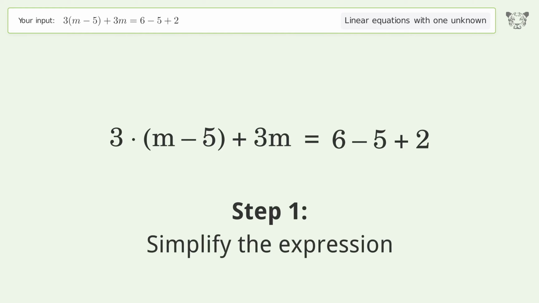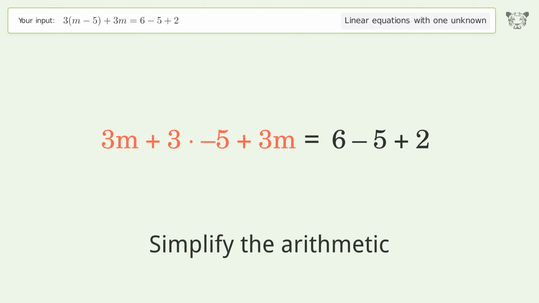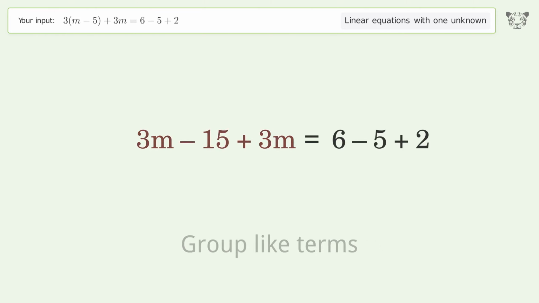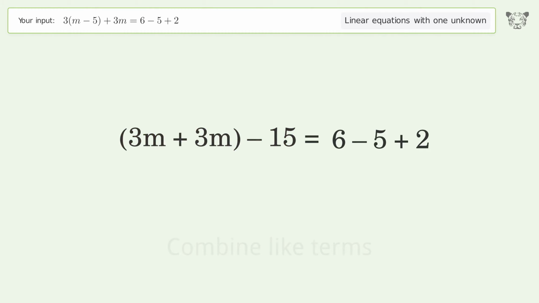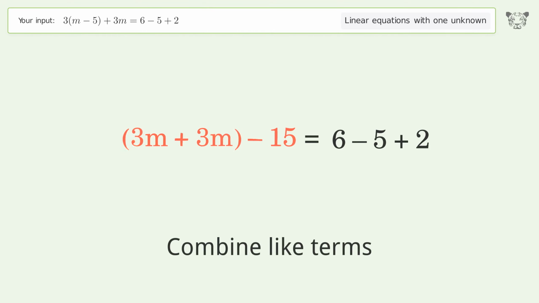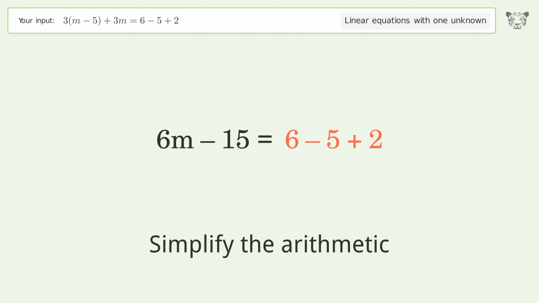Simplify the expression. Expand the parentheses. Simplify the arithmetic. Group like terms. Combine like terms. Simplify the arithmetic.